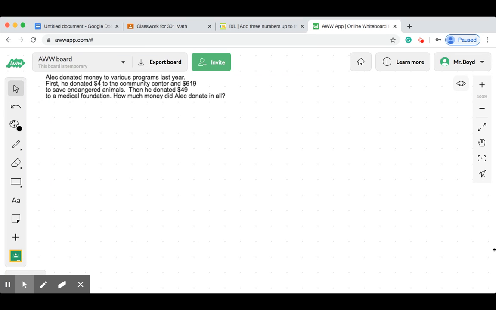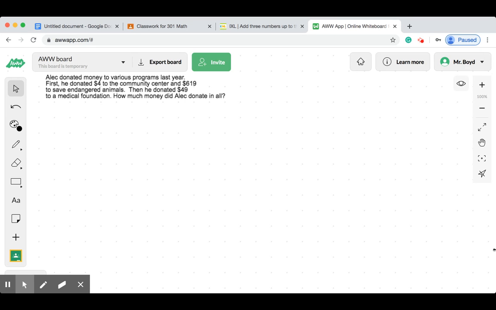and the keywords to look for. Our first problem says Alec donated money to various programs last year. First, he donated $4 to the community center and $619 to Save Endangered Animals. Then, he donated $49 to a medical foundation. How much money did Alec donate in all?